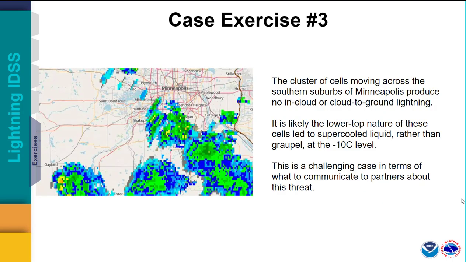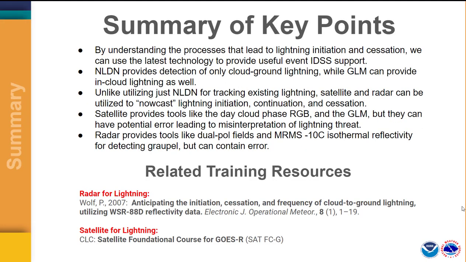This was a more challenging case. No cloud to ground or in-cloud lightning was detected within this cluster of showers passing south of Minneapolis. The cores likely consisted of supercooled water drops rather than Grapple. While the MRMS suggested 40 dBz echo getting to the -10 Celsius level, MRMS uses the environmental, not the updraft, -10°C level. Dual pole data might have been helpful in suggesting no grapple detected, thus no imminent threat of lightning for this event.